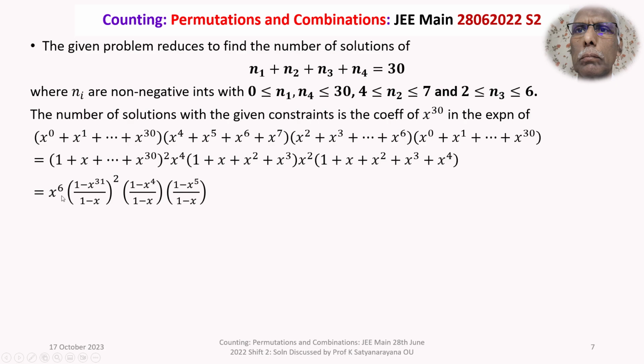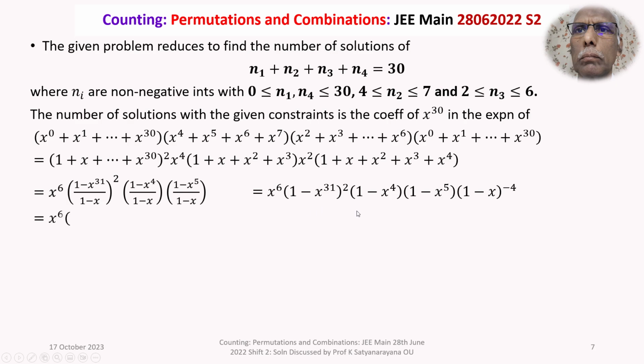Now we write down this as x power 6, 1 minus x power 31 whole square, right? Numerators we are writing, into 1 minus x to the power of 4 multiplied by 1 minus x to the power of 5. In the denominator, we have 1 minus x whole square into 1 minus x into 1 minus x. That is 1 minus x to the power of 4 in the denominator. When brought to the numerator, it will be 1 minus x to the power of minus 4. Agreed.